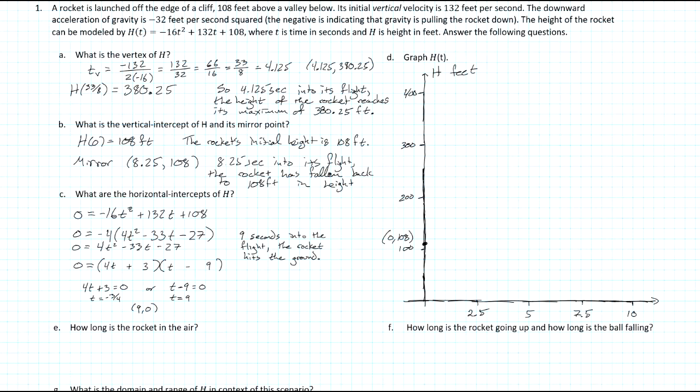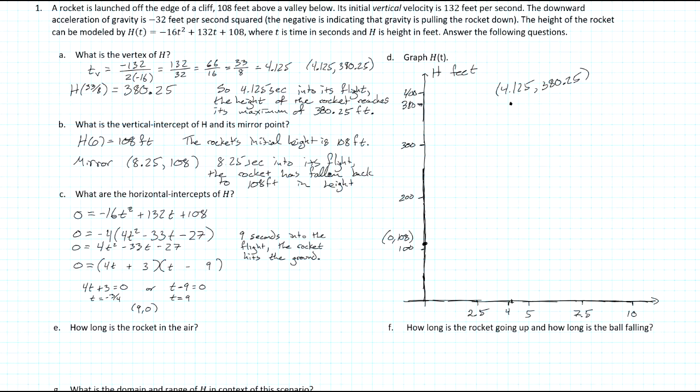So 2, 3, here's 4. 4.125 is going to be right in here. We'll go up to 380 feet, 0.25. So there's 380. We'll go up to just above that. I mean, we're going to mark it right at 380 because it's so little above that for that 0.25. So this is the point (4.125, 380.25).